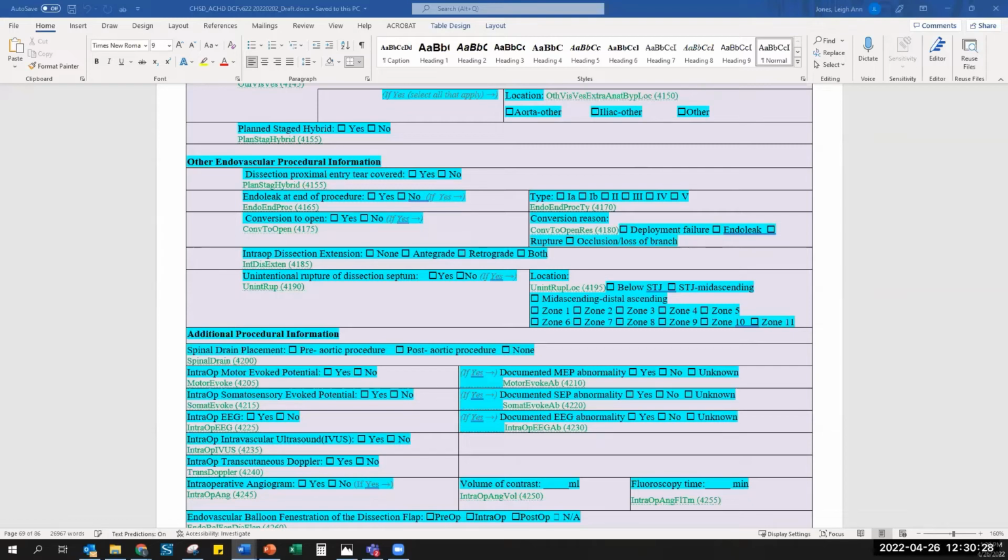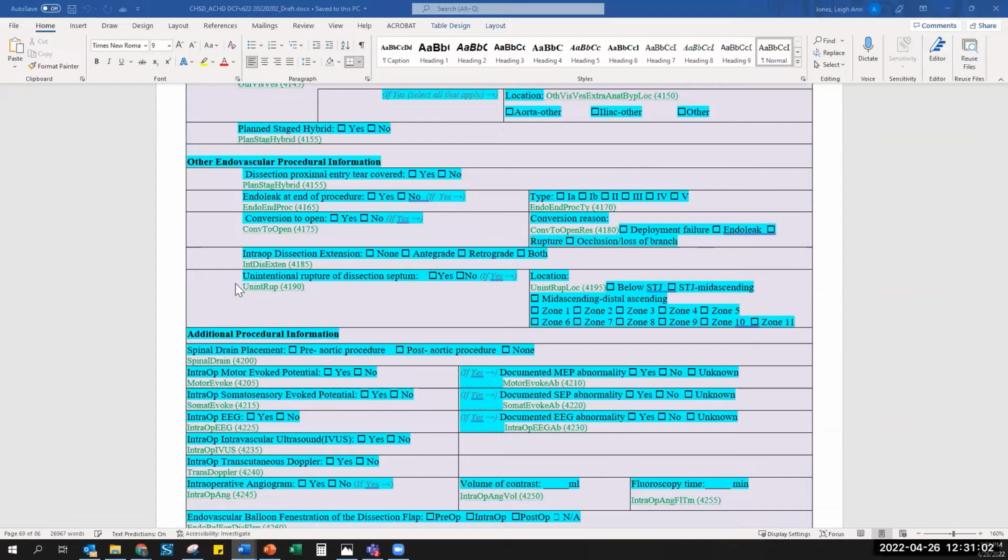And then the last question we want to know about an endovascular procedure is, did you have an unintentional rupture of the dissection septum? Again, this is a bad thing. I don't see this very often. But the intent is to capture those instances where the dissection membrane or septum is unintentionally ruptured during an endovascular repair of an aortic dissection. So this is an unintentional rupture.